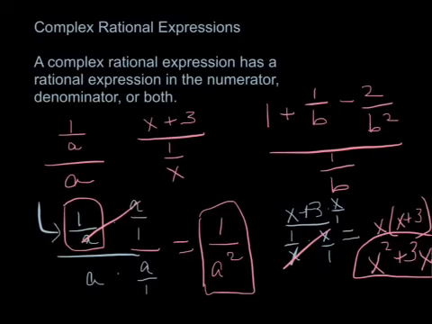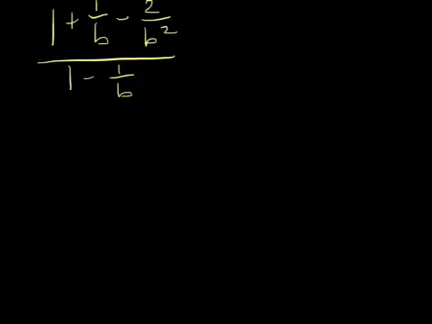And of course, you don't want to forget to include your restrictions on the variable. So for our first example, a cannot equal 0. And for our second example, x cannot equal 0. Don't forget that, or your answer isn't complete.